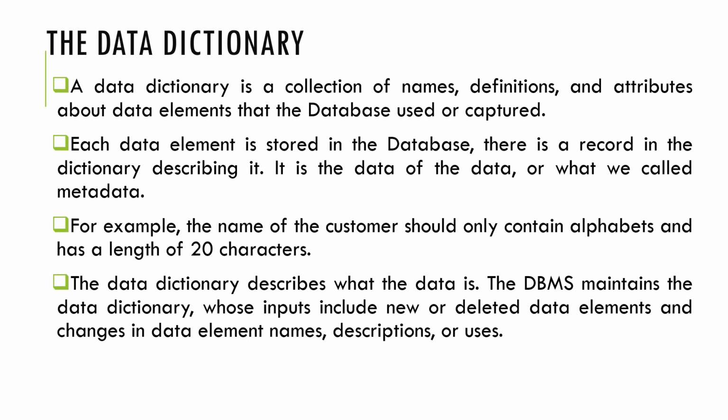So in the DBMS, in the database, we have the data dictionary. So the data dictionary is a collection of names, definitions, and attributes about the data elements that the database used or captured. So each data element is stored in the database. There is a record in the dictionary describing it, ano yung mga data nga needed, and they are called the metadata. Okay? So meron siyang mga rules. For example, the name of the customer should only contain alphabets, and there's a length of 20 characters. So the data dictionary describes it.